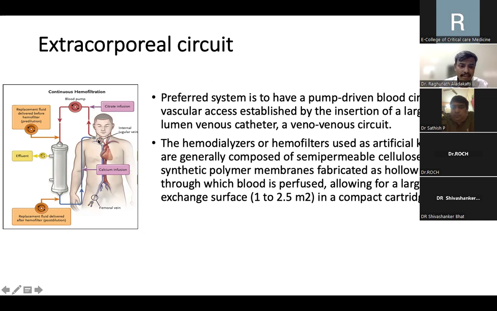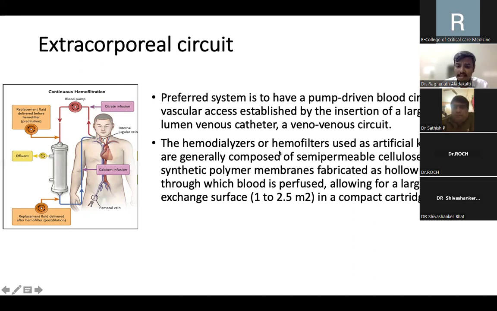So here what is happening? Blood is taken out through the intrajugular vein, driven by a blood pump, entering into the dialyzer or filter, we can say. This is a hemodialyzer or hemofilter. Here, as I told, the diffusion principle may be working, or it may be convection or ultrafiltration. That is what happens here. Later, blood is going back to the venous intrajugular vein.